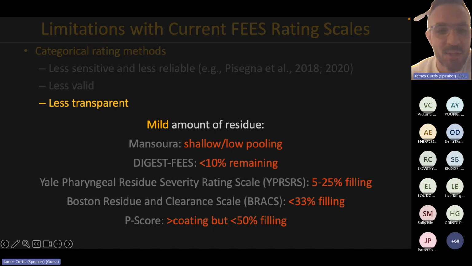So if you're a clinician and you use the Yale Residue Severity Rating Scale, and you're saying the term mild, but you're saying it to a colleague who uses the Boston Residue and Clearance Scale, or BRACS, then you're using two different constructs, but you're saying the same word. And so you can imagine that you might think you're connecting, but you might actually have very different impressions of how a patient is actually presenting. And so that's what I mean by less transparent. We don't really know that we're talking about different things because we're using the same words that have different definitions behind them.